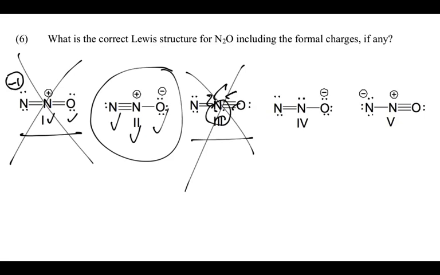So the next one, right? Octet rule is fine for all the atoms. The formal charge for the oxygen on the right, so this one, is fine, right? Because it's again 3 lone pairs, 1 bond. Oxygen is -1. So this is fine.